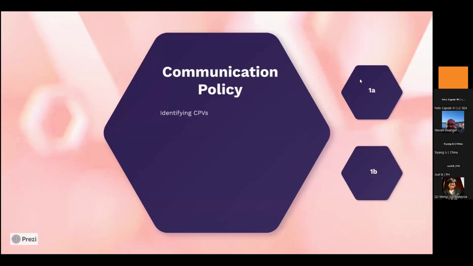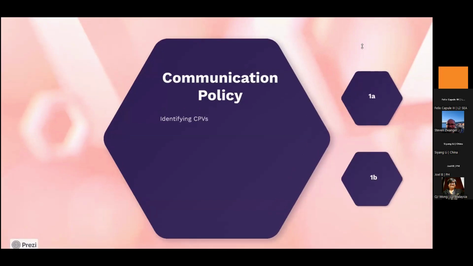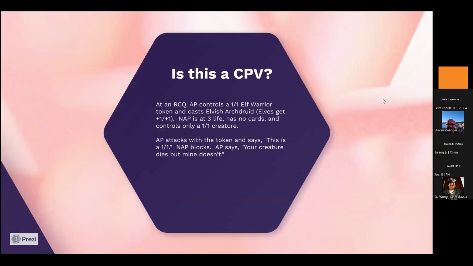So first, I have a couple of questions about communication policy. These are specifically about identifying communication policy violations. So here's a scenario, and I'd like you to tell me, is this a CPV or not? Playing at an RCQ, a regional championship qualifier, so this is competitive rules enforcement level.